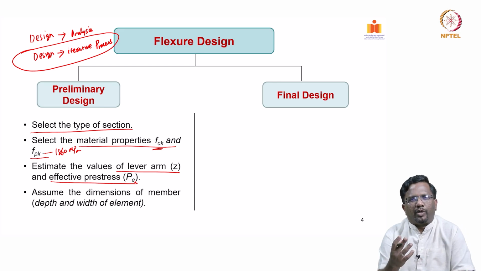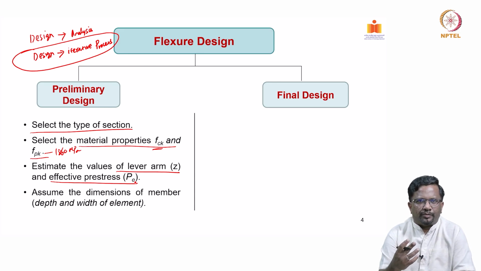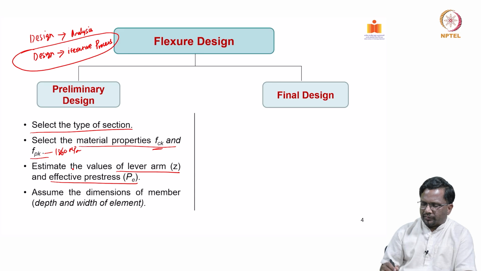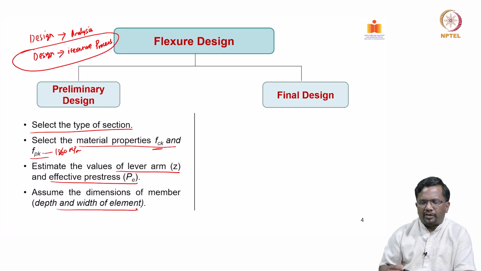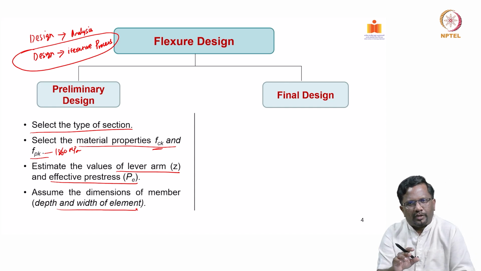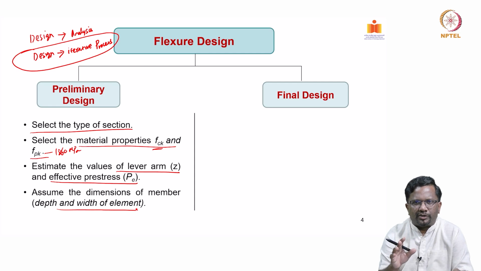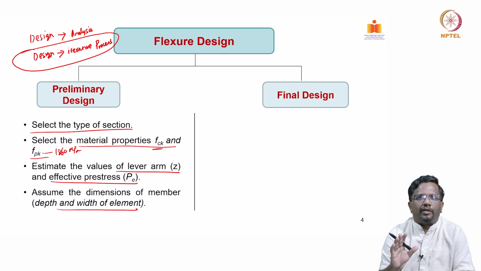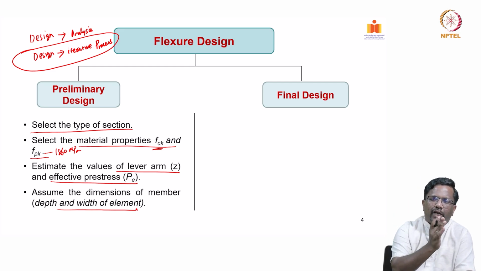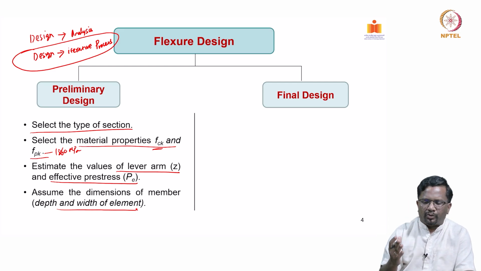We kind of know the amount of pre-stress that is required, and based on this we assume the dimensions of the section, that means the depth and width of the element. This is preliminary design. At the end of preliminary design, you come up with the type of cross section, its dimensions, and the amount of pre-stress that is required. That is it. But you do not know the location of the pre-stressing force and the layout of the pre-stressing cable at this stage.